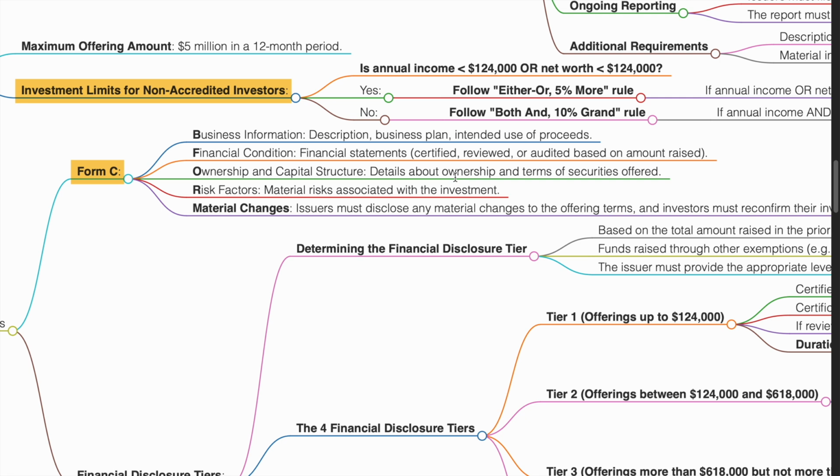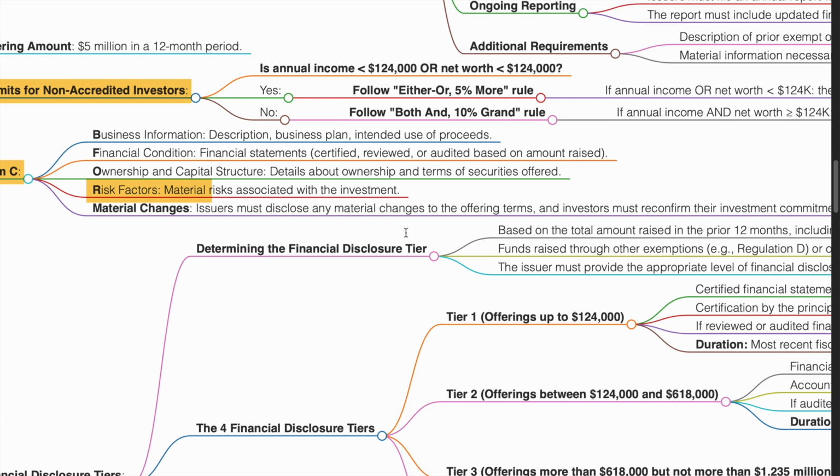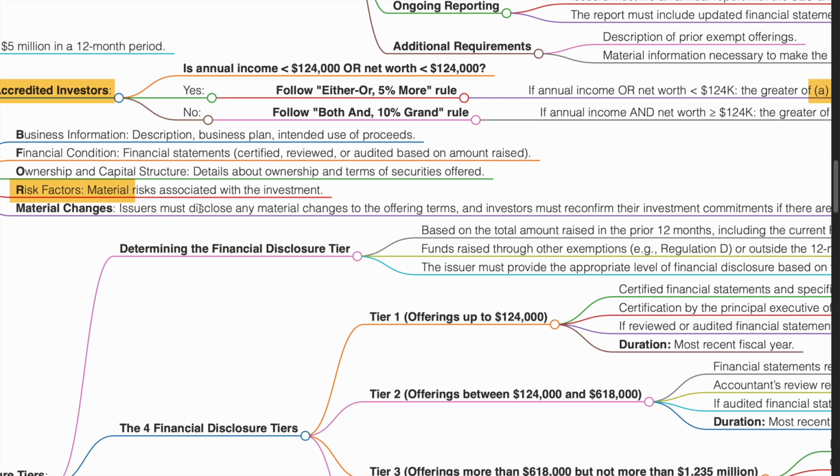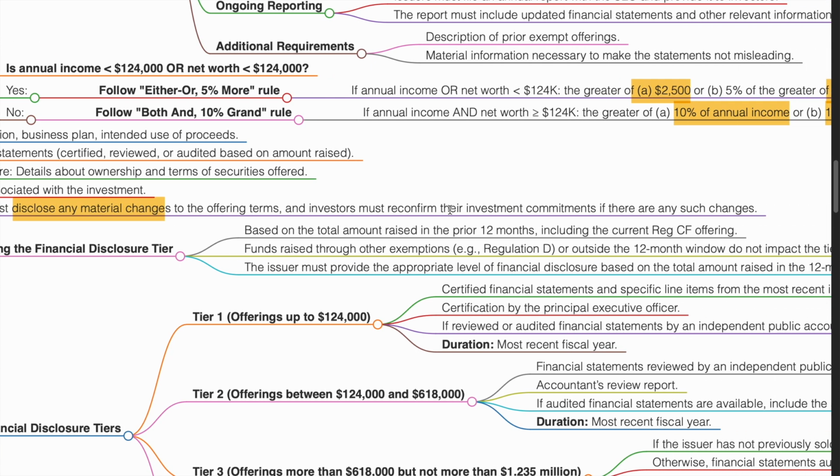Any sort of risk factors. This is super important. So the other ones are rather obvious, I think, but risk factors, let's highlight this, right? You need to really spell out any sort of material risks associated with the investment. And indeed, I want to flesh that out a bit deeper with some examples, but the point is you also need to include any sort of material changes with the company, right? So you have to disclose any material changes to the offering terms, and investors have to reconfirm their investment commitments if there's any such changes.